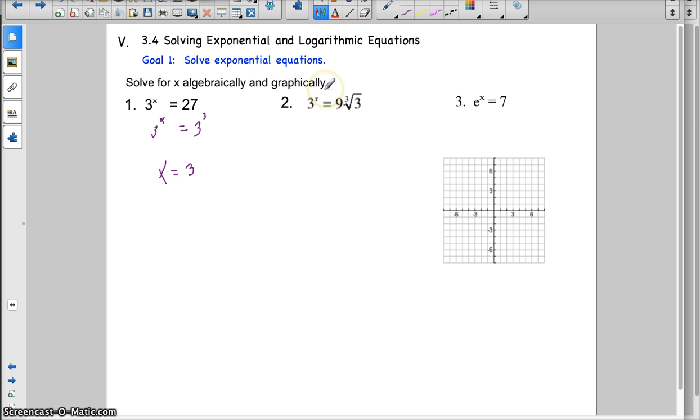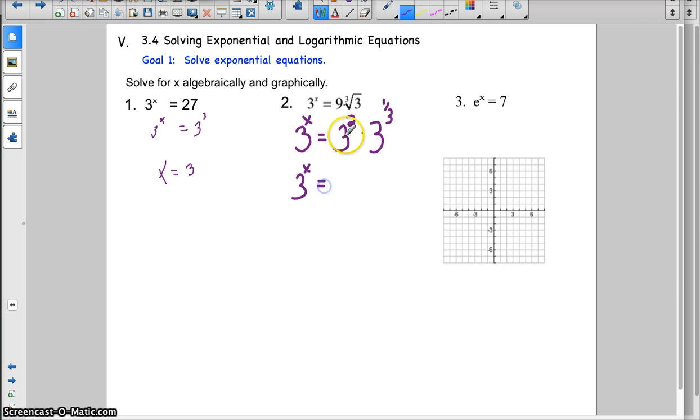let's try again to make our bases the same. On the left-hand side, we have 3 to the x power, and on the right, we have 9 times the cube root of 3. I know that 9 is 3 squared, so I can rewrite 9 with base 3. I know that the cube root of 3 can be rewritten as 3 to the 1/3 power. So it is possible to make our bases all 3. On the right-hand side, we do need to multiply these two factors before we can set our exponents equal to one another.